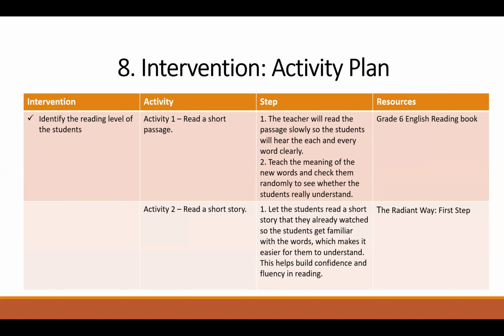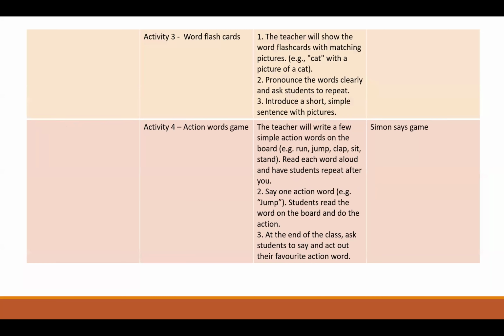The second activity, read a short story. The step is to let the students read a short story that they already watched, so the students get familiar with the words, which makes it easier for them to understand. This helps build confidence and fluency in reading. For example, they can use the Radian way, the first step. And the third activity.